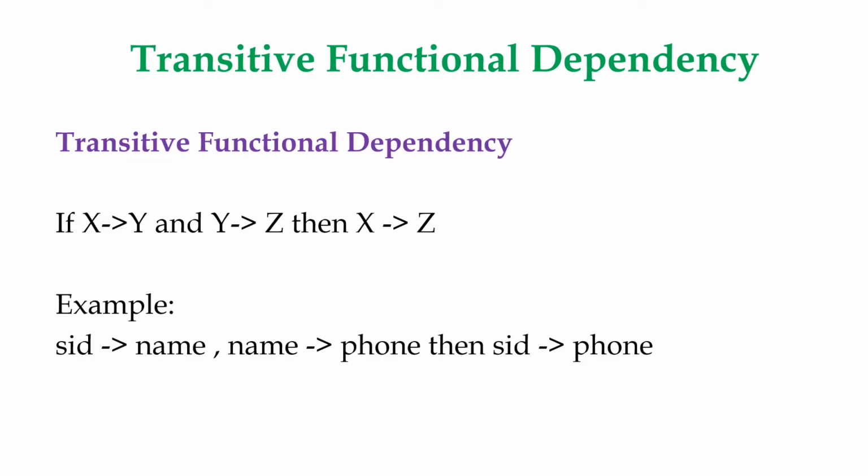Then transitive functional dependency. Transitive functional dependency means if suppose there is a relationship between attributes, say X tends to Y and Y tends to Z, then I can take the form X tends to Z. That is, Y is uniquely determined by X and Z is uniquely determined by Y, which means I can uniquely determine Z with the help of X. Say student ID tends to name and name tends to phone number, which means I can uniquely determine the phone number with the help of the student ID.